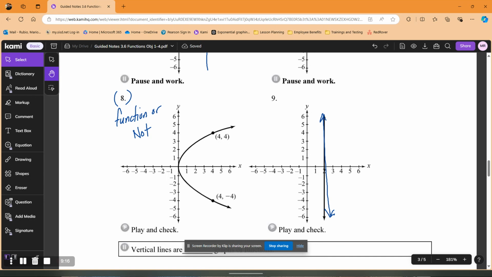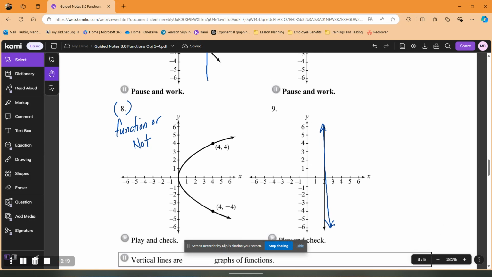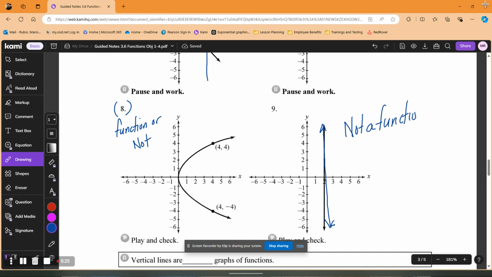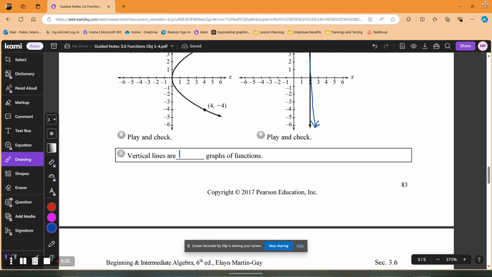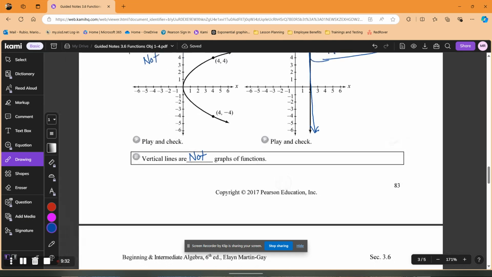So the graph of a vertical line is never a function. This is not a function because it fails the vertical line test. So vertical lines are not graphs of functions.